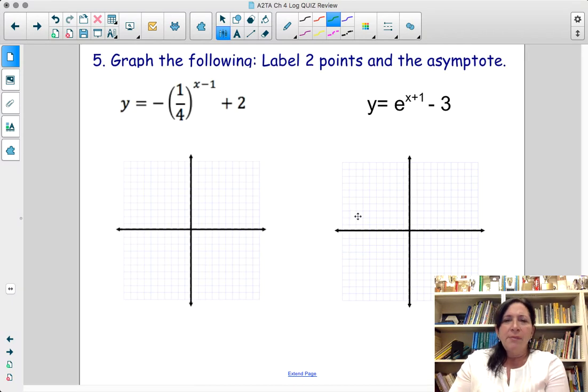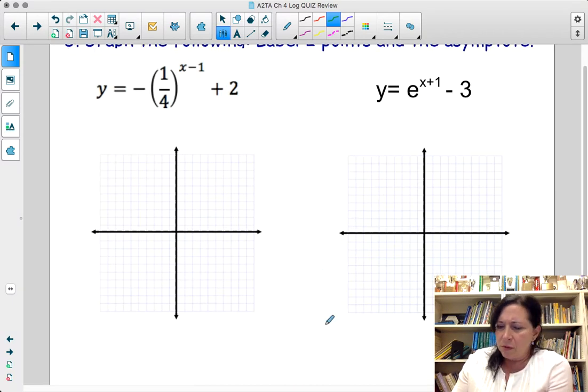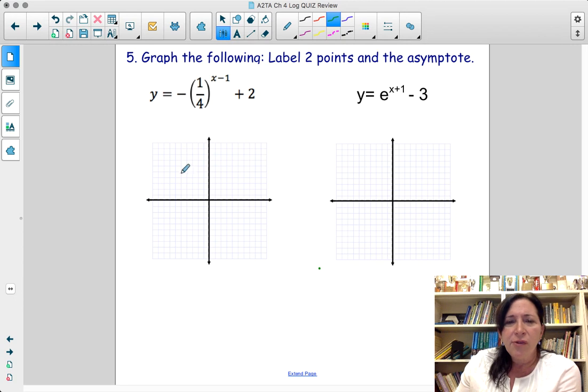For these two problems, you are to label 2 points. And in doing that, let's see if I can zoom out again. Zoom, 100%. There we go. Okay, so I would always recommend that you start graphing the parent graph. So for this problem right here, you actually have y equals 1/4 to the x power. That right there is exponential, but it is decreasing.